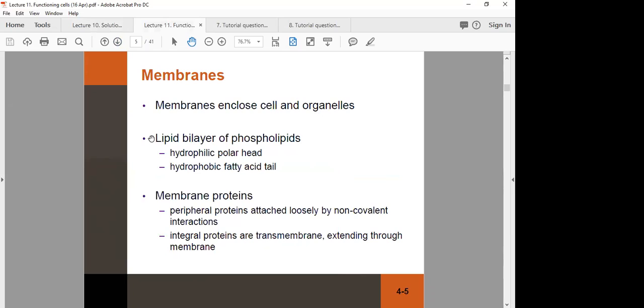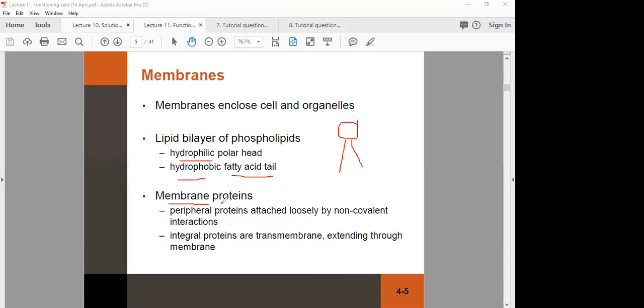Now, you know that biological membranes consist of a lipid bilayer of phospholipids. And if you can't quite remember the phospholipids, you might remember that we draw them simply like this. This is one phospholipid. Here's the polar head, which is hydrophilic, and you know that means that it likes to associate with water. And then we've got these two tails. These are fatty acid tails, and they are hydrophobic. So they are water-hating or water-fearing.